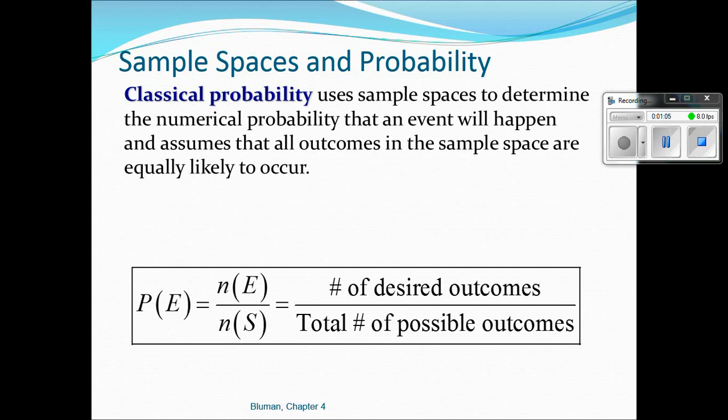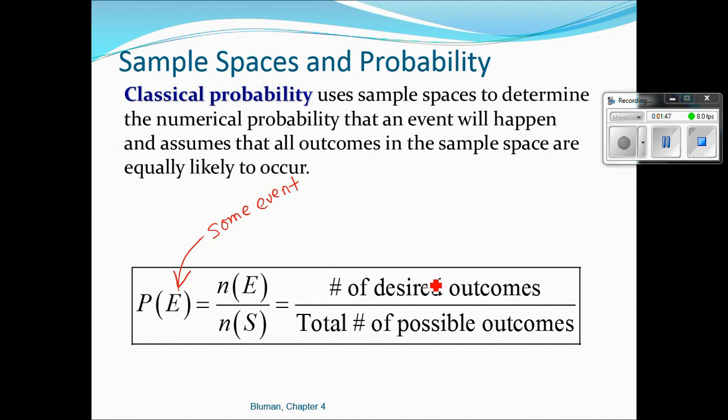And the biggest thing that you should remember about classical probability is that all outcomes in the sample space are equally likely to occur. Okay? So here is your formula. P of E. What E means is any event. Okay? This is some event. Anything. Rolling a die. Flipping a coin. Guessing on a test. Okay? That's some event.